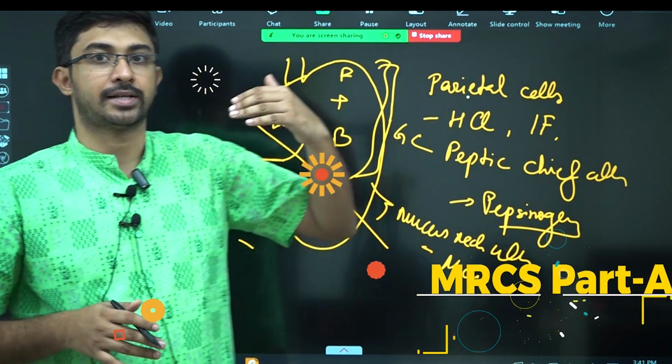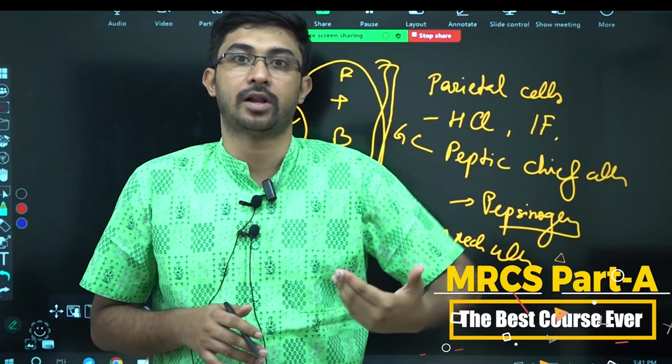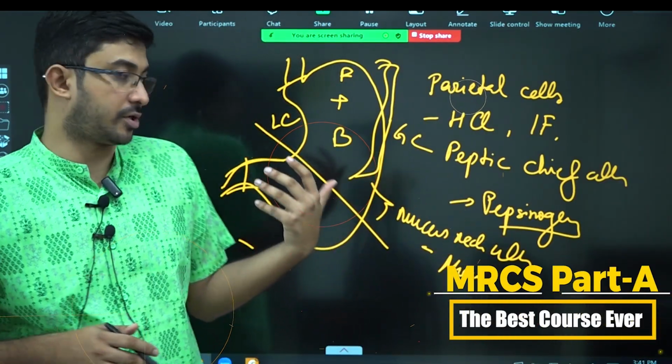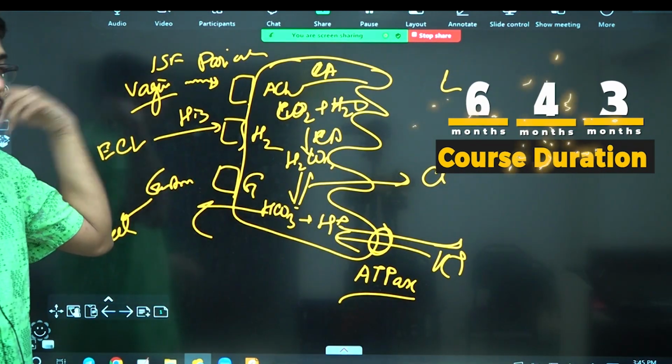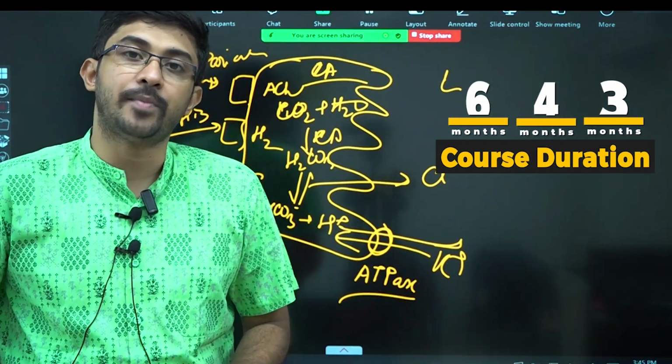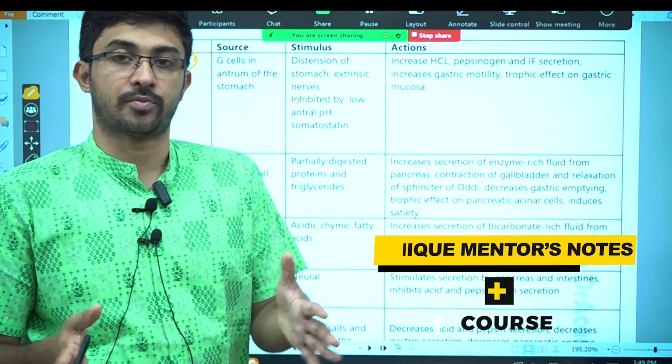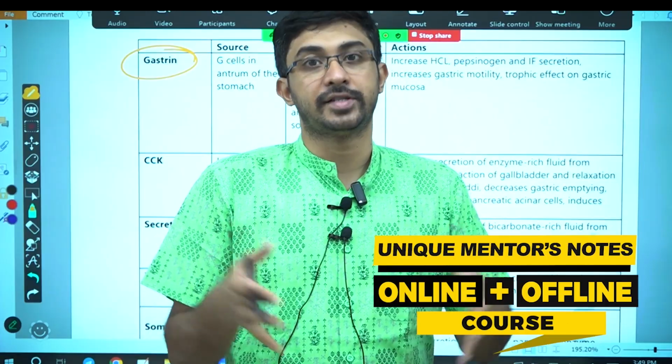One is the mucin secreted by the lining cells, the simple columnar cells of the lining epithelium of the stomach, passes into the lumen in exchange of bicarbonate. Bicarbonate moves out of the lumen into blood, and to maintain electrical neutrality, it has some stimulatory effect over the stomach, increases the secretion, increases motility, and some trophic effect also.